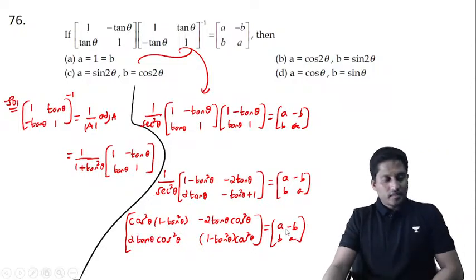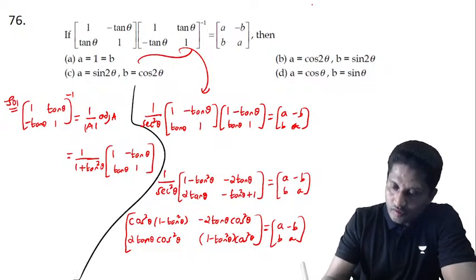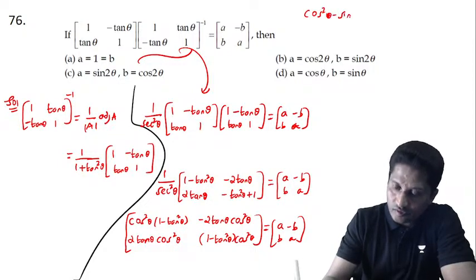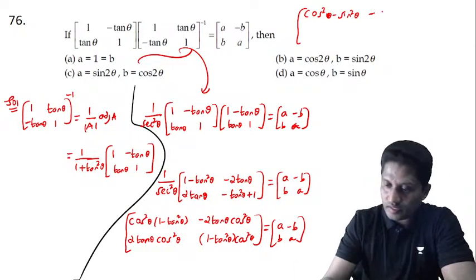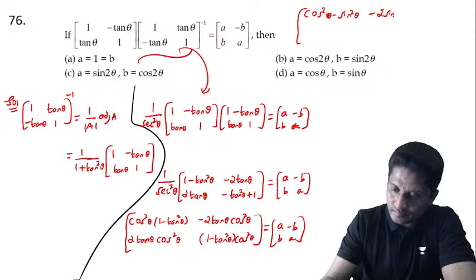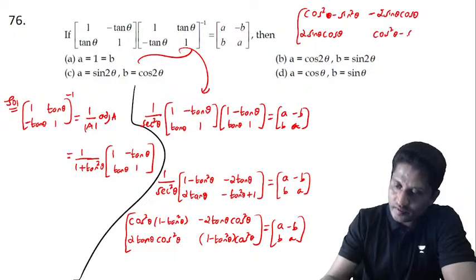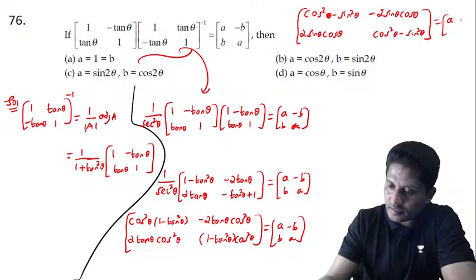Now if I equate, this is equal to cos square minus sine square. Tan into cos will be equal to sine. Okay, and then this is minus sine by cos. Sine 2 theta, 2 sine theta cos theta. Again this is equal to 2 sine theta cos theta. And then this is cos square minus sine square. On the right side you will get A minus B, B and A.